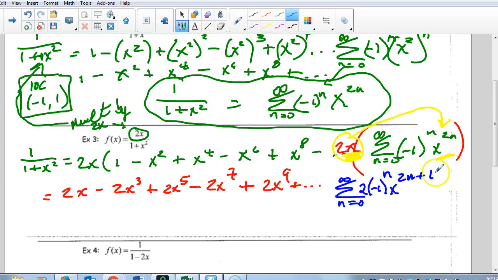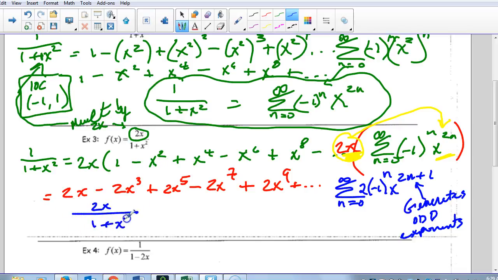2n plus 1, this right here, that's a beautiful thing. That will always generate odd numbers. And that's a good thing to know. So if I multiply something by 2 but then add 1, I'm taking something that's even and making it odd. So this is going to generate the odd exponents. So I'm saying that 2x over 1 plus x squared equals that sum with an interval of convergence, again, of -1 to 1.